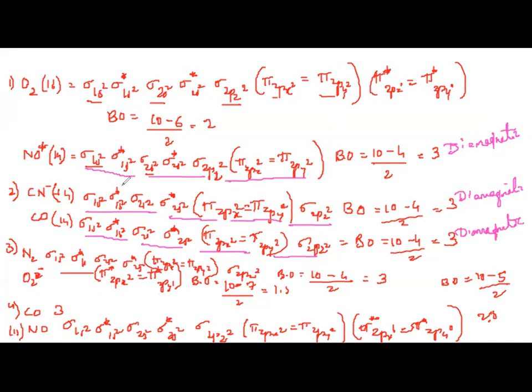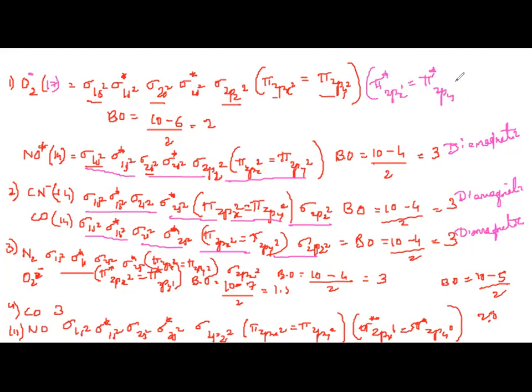The last option is O2 minus. I will write it here only. Let us see. O2 minus means there will be 17 electrons, correct? O2 means 16. So O2 minus means there will be 17 electrons. Sigma 1s2, sigma star 1s2, sigma 2s2, sigma star 2s2, sigma 2pz2, pi 2px2, pi 2py2. So 2, 4, 6, 8, 10, 12, 14. Then pi star 2px equal to pi star 2py.